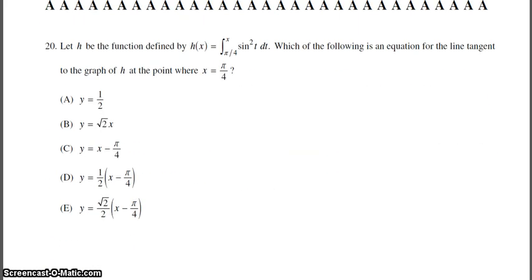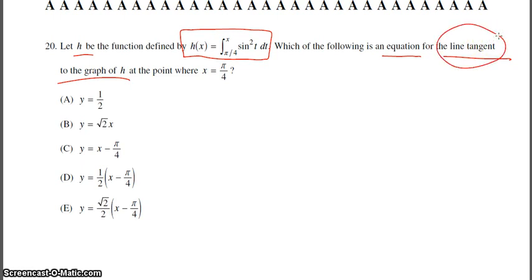Let's try question 20. Now, let h be a function defined like this. So this is h, and what is the equation for the line tangent to the graph of h? If you want to find something tangent to the graph of h, what does that mean? Well, something tangent, you want to find the slope that just touches, right? So a tangent line is about finding the slope. So let's find the slope of h.